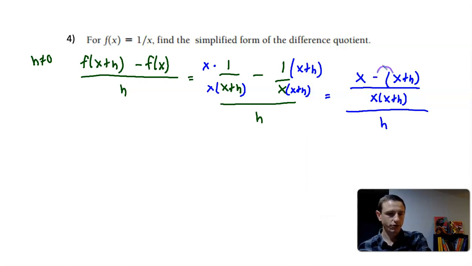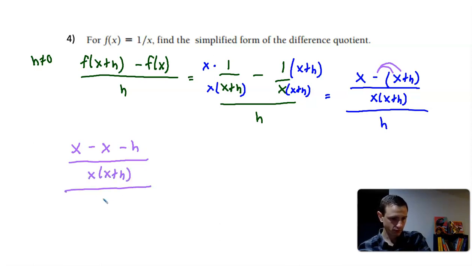From here, I want to distribute the minus. So we're going to have x minus x, because I'm doing negative 1 times x. Negative 1 times h is negative h all over x times x plus h all over h. What happens next? 1x minus 1x is 0. So the x's are out of the picture now. That's zeroed out. That's pretty cool. That might help us out. So let's see. Now we're just going to be left with negative h on top over x times x plus h all over h.